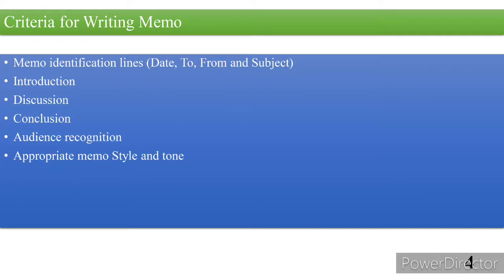The next one we have is criteria for writing a memo. First we write memo identification lines, introduction, discussion, conclusion, and audience recognition, and appropriate memo style and tone.